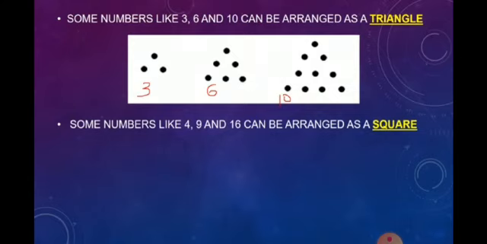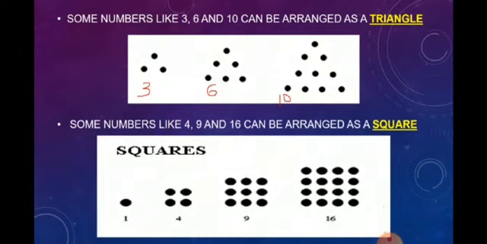Next, some numbers like 4, 9 and 16 can be arranged as a square. See, number 4 can be arranged as a square using 4 dots. Number 9 can be arranged as a square, 3 multiply 3 square, using 9 dots. And number 16 can be arranged as a square, 4 multiply 4 square, using 16 dots.